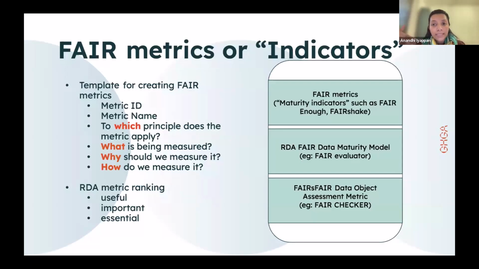Also, FAIRsharing has come up with various ways of analyzing the fairness of data. They have come up with FAIR metrics, with maturity indicators such as FAIR Enough and FAIR Shake. There is the RDA FAIR Data Maturity Model, which has a FAIR evaluator that evaluates, using certain functionalities, how good your data is, how FAIR your data is. And there's also something called the FAIRsFAIR data object assessment metrics, which also help to check the fairness of your data.